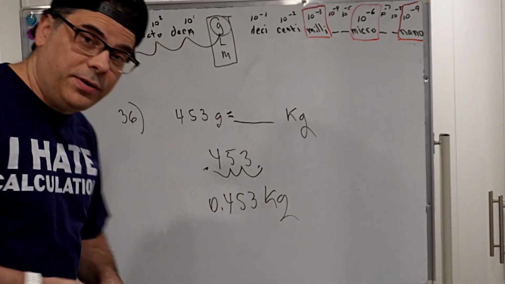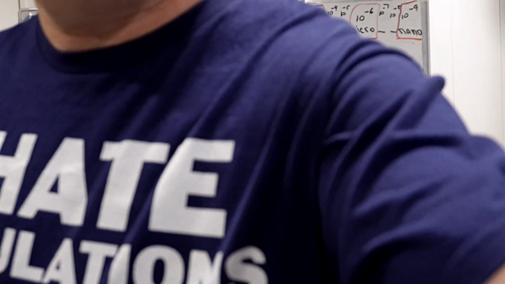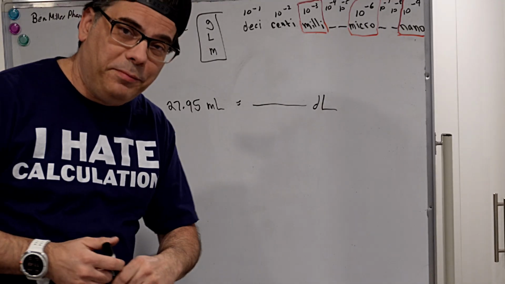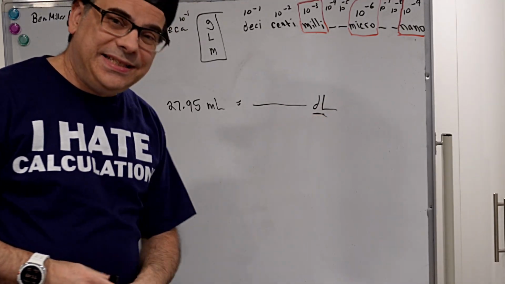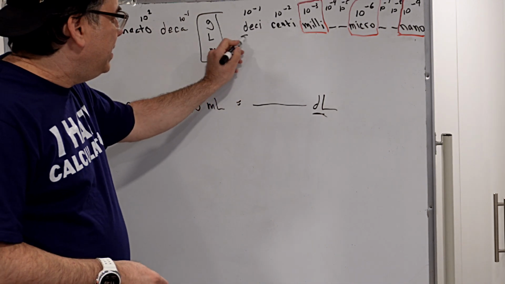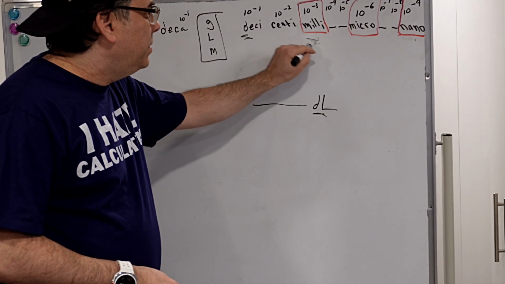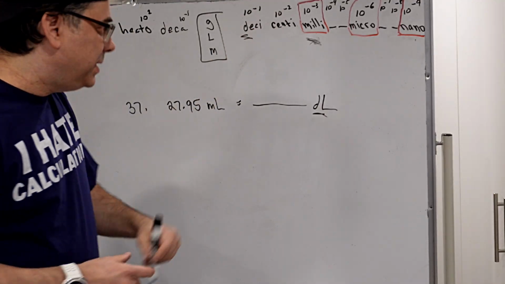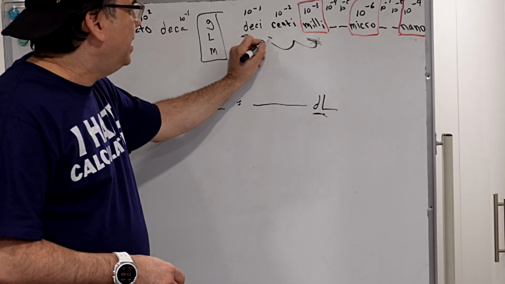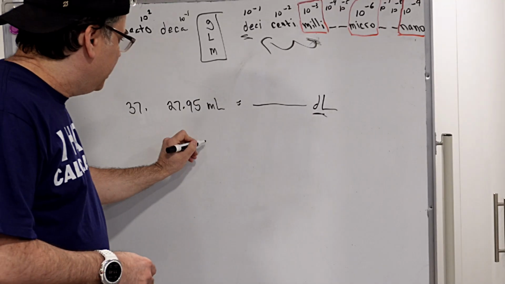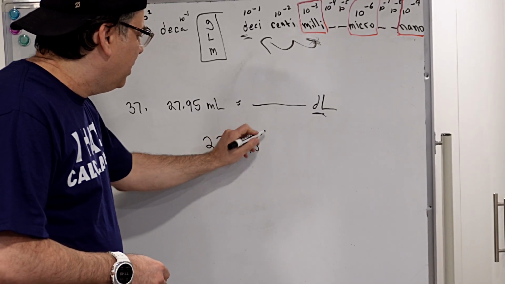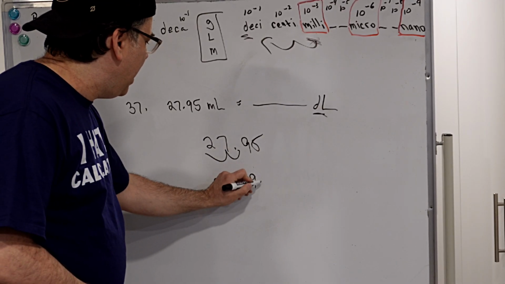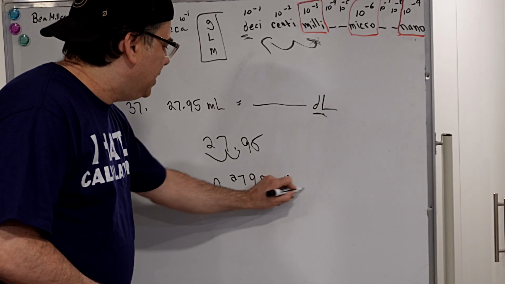All right, let's go to number 37. Okay, question number 37. We're going to do something a little differently. 27.95 milliliters is how many deciliters? So deci is over here. Milli is over here. So 10 to the negative 3 to 10 to the negative 1, we're moving it 2 spaces to the left. Milli to centi, centi to deci, 2 spaces to the left. So we have 27.95, 2 spaces to the left, 1, 2, that's 0.2795 deciliters.